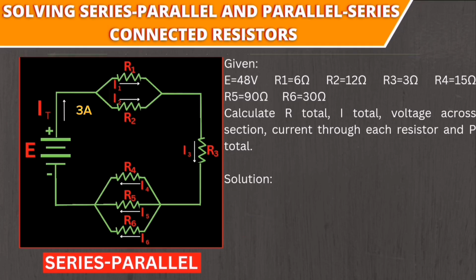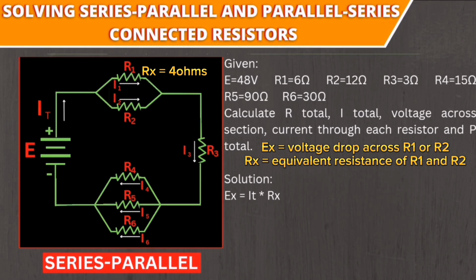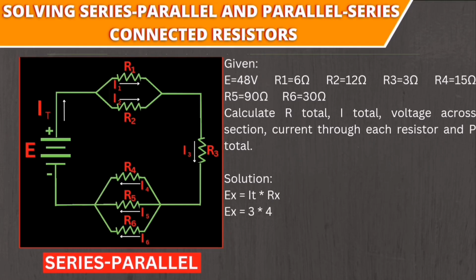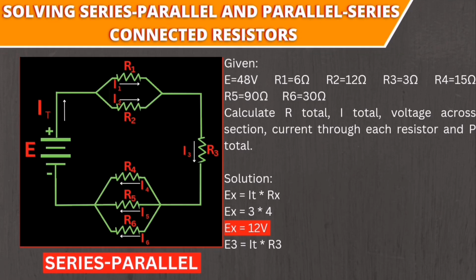For number 3, find the voltage drop across each section. Since we already know the equivalent resistance of R1 and R2, which is equal to 4 ohms, E sub X, denoting the voltage drop across R1 and R2, is equal to I sub T times the equivalent resistance of R1 and R2. Substituting the solved values, we have 4 times 3, which will result to 12 volts. So the voltage across R1 and R2 is 12 volts, and for the voltage drop across R3, E sub 3 is equal to I sub T times R3, so E sub 3 is equal to 3 times 3. Then the answer will be 9 volts.